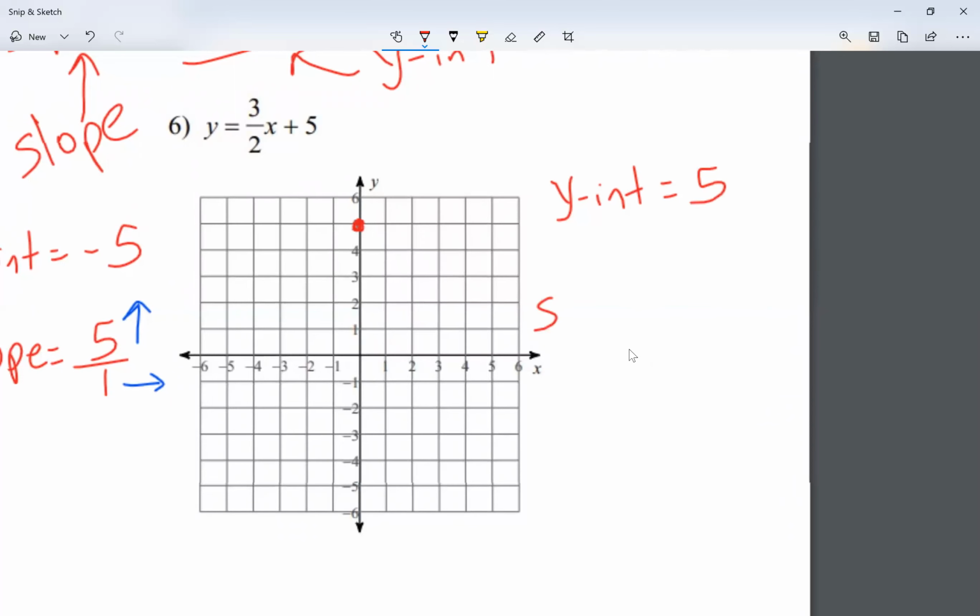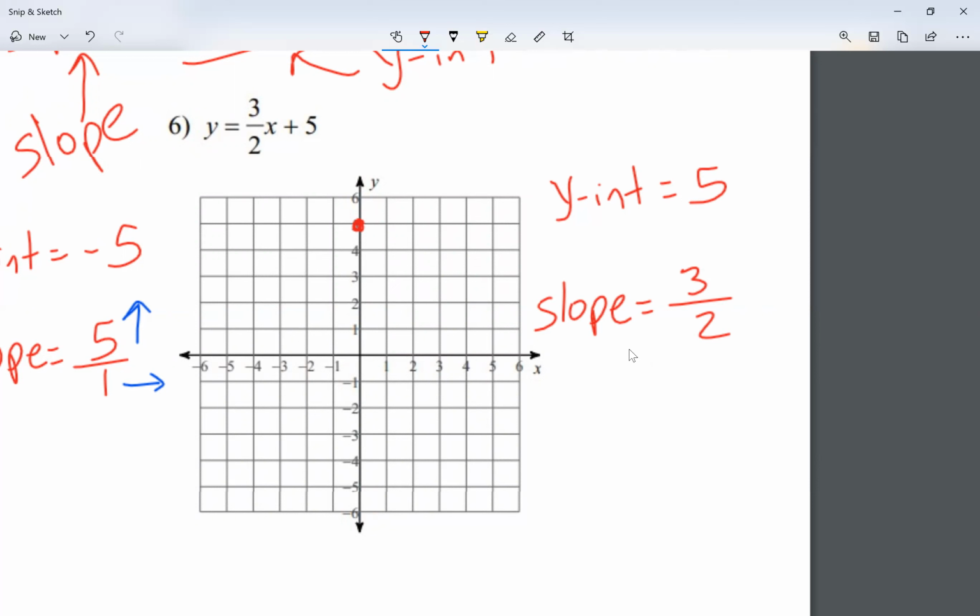My slope is the number in front of the x, so it's 3/2. I need it as a fraction, and I have it as a fraction. Now, according to the rules, this says go up 3, 2 to the right. From the point that I have, I cannot go up 3.